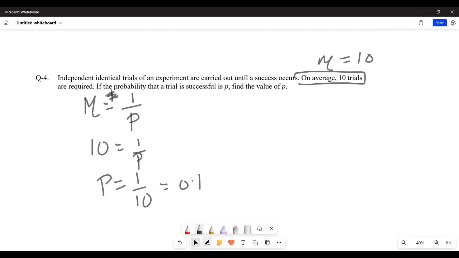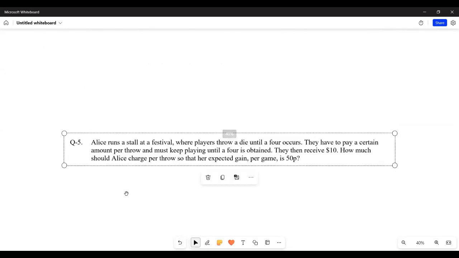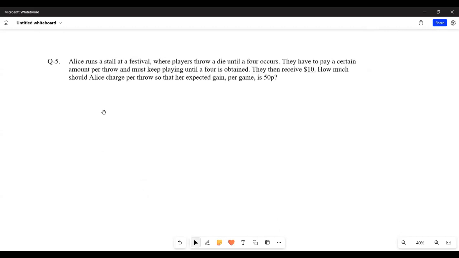Question 5. Alice runs a stall at a festival where players throw a die until a 4 occurs. So that means we have the probability of success, which is getting a 4 after throwing a die. So that's 1/6. They have to pay a certain amount per throw and must keep playing until a 4 is obtained. So you keep throwing the dice until you get a 4.